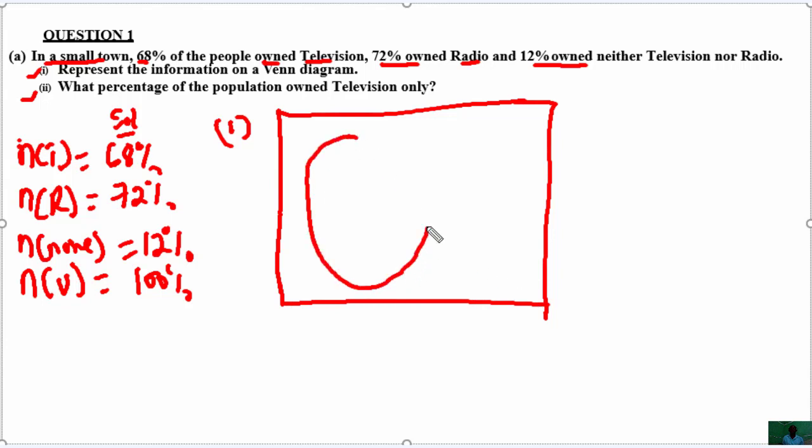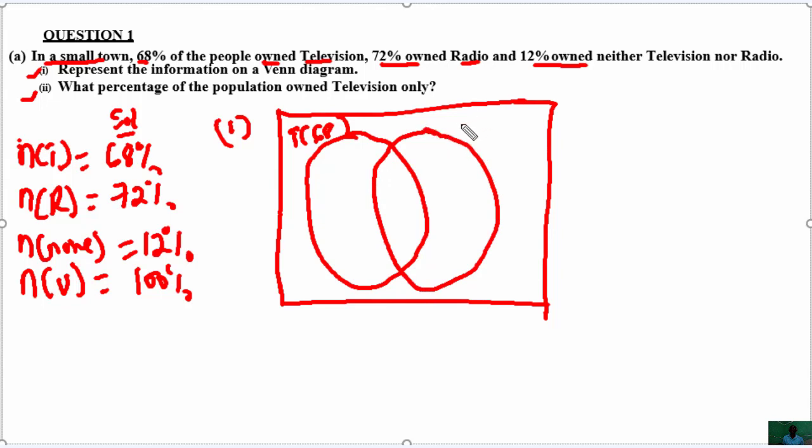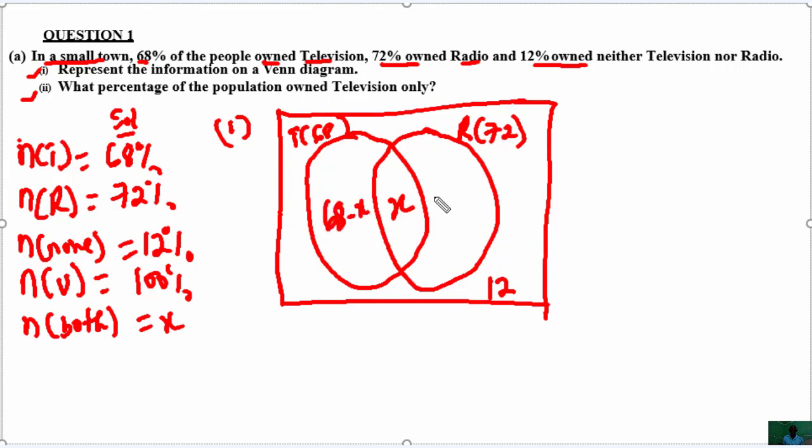Then put first circle for television. So TV is 68. Then we draw a circle for radio. So radio is 72. So none, 12 will be here. So what can we do? So right here, let's put X. So now number of both is X. So here will be 68 minus X, 72 minus X. This is how the Venn diagram will be. That's the solution.